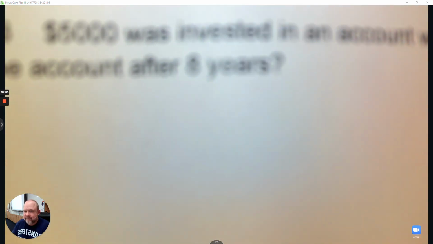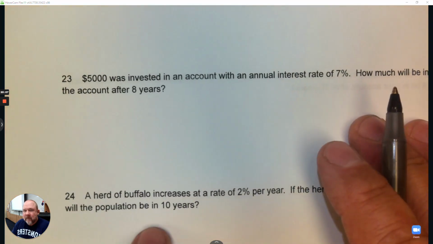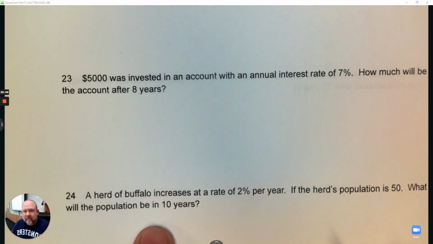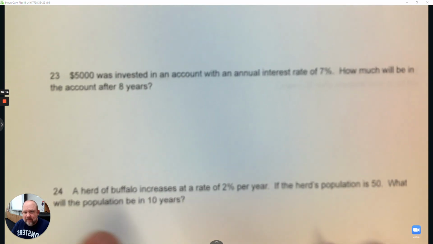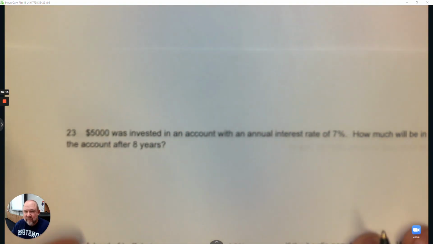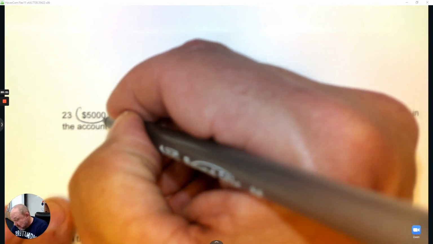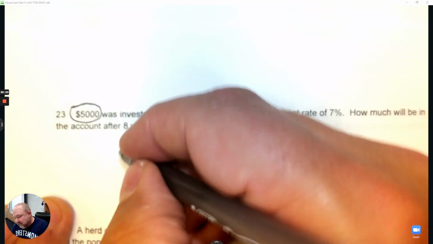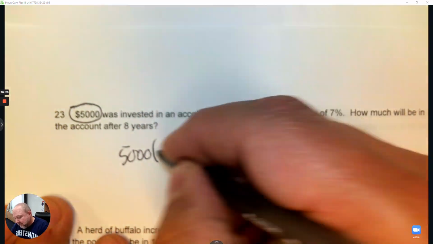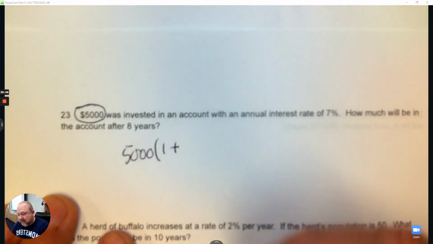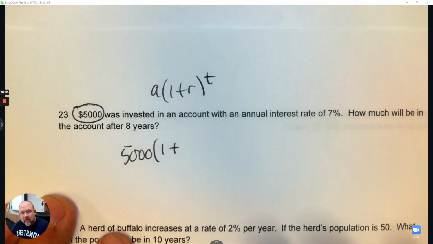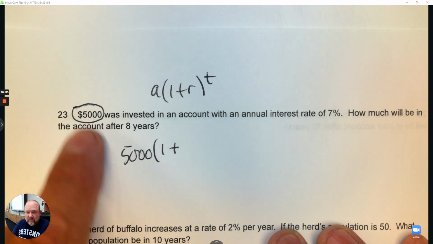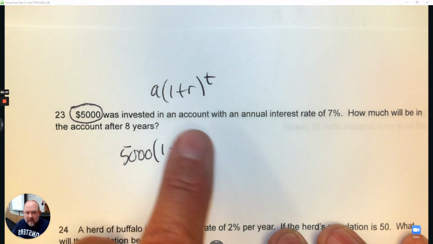So $5,000 was invested in an account with an annual interest rate of 7%. Let's see if we can get it to focus. So $5,000 was invested. And the formula for growth is: A is the original amount, times 1 plus r.